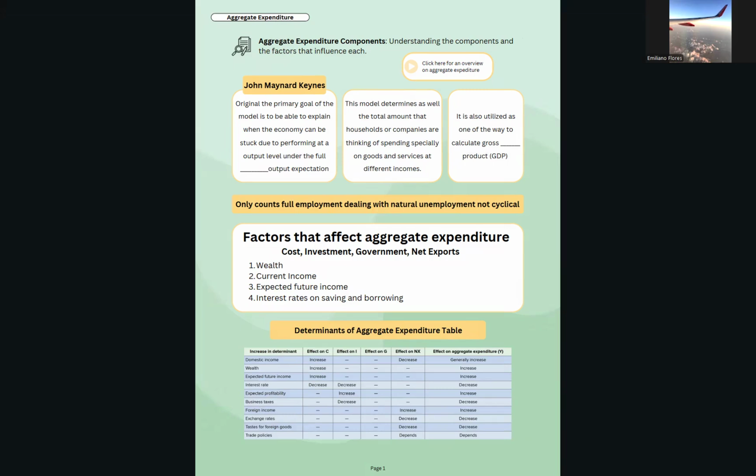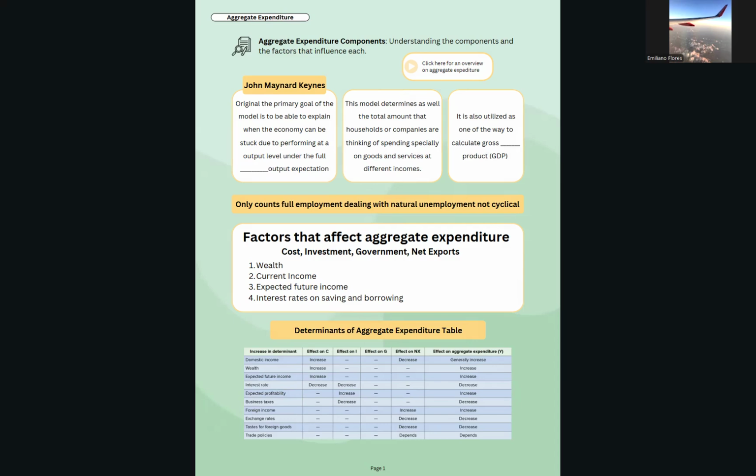This model also determines the total amount that households or companies are thinking of spending on goods and services at different incomes. It is also utilized as one way to calculate GDP output. This model only works with full employment, dealing with natural unemployment, not cyclical. So we're not accounting for large cyclical job differences or unemployment.